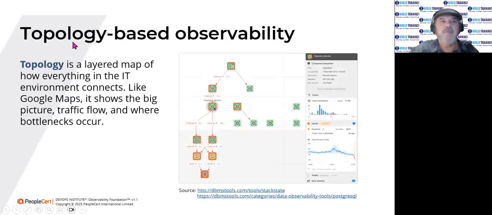Okay, so topology-based observability has to do with displaying topologies and understanding topologies in real time. It's a layered map of how everything in the environment connects. It looks somewhat similar to Google Maps, at least as a metaphor. It shows you where the paths are and the nodes. It shows the big picture, traffic flow, and where bottlenecks occur. It gives you other data about timing and so on, and relationships in a timescape.